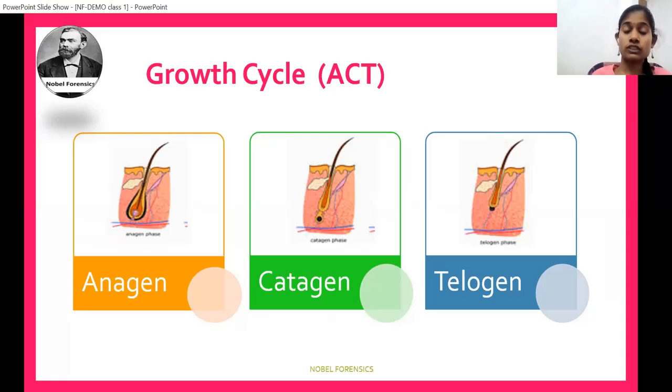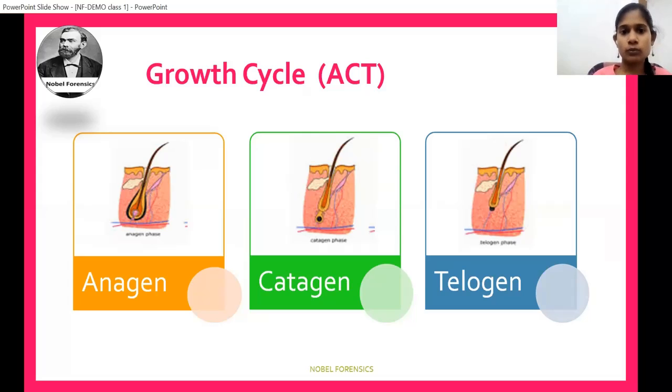There are also questions about the correct order of these stages. You can remember it like ACT: A-C-T, anagen, catagen, telogen. You can also remember them in alphabetical order. See, A-C-T, those three letters are in alphabetical order. You can also remember it like this: anagen, catagen, and telogen stage.